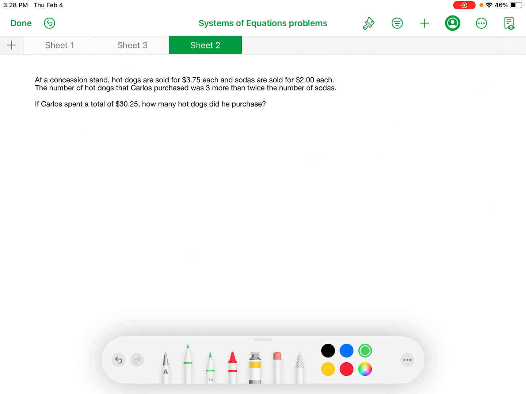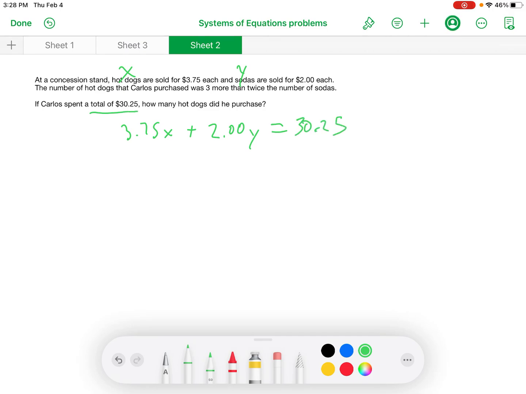All right, let's look at our last problem. At a concession stand, hot dogs are sold for $3.75, so there's something, let's call it x, for $3.75 each. Sodas, there's my other thing, that's our y, are sold for $2 each. So, of course, I know that I'm going to have 3.75x plus $2 times y. And if I keep reading the problem, it doesn't tell me until later on Carlos spent a total of $30.25.